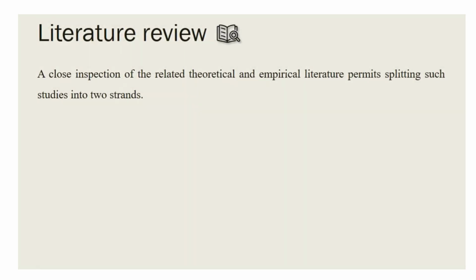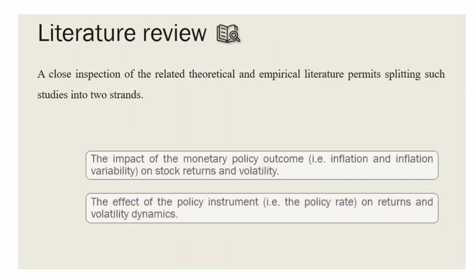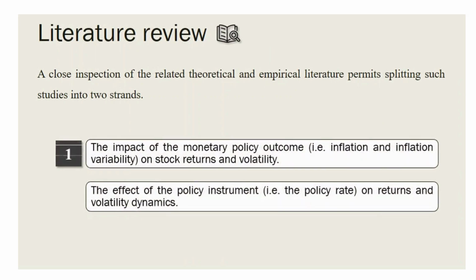A close inspection of the related theoretical and empirical literature permits splitting such studies into two strands. The first strand highlights the impact of the monetary policy outcome, namely inflation variability on stock returns and volatility. The second strand seeks to highlight the effect of the policy instrument, namely the policy rate, for example, on returns and volatility dynamics.